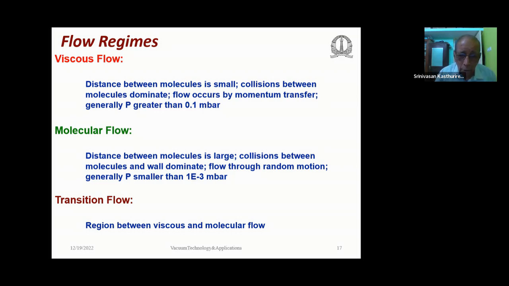Okay. Now this normally happens at pressure levels of the order of 1 into 10 raised to minus 3 millibar. Okay. And anything in between the viscous flow region and the molecular flow region is called the transition region. So now please remember this. So you have viscous flow, larger number of molecules. Then you have molecular flow, very few molecules. Then you have the transition region in between.